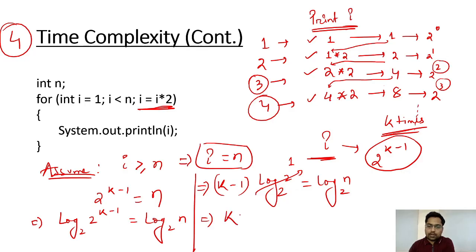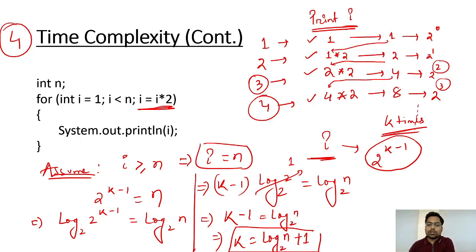So k minus 1 equals log n base 2, and k is log n base 2 plus 1. That plus 1 you can ignore, because it is a constant and is less than the logarithmic term. That's why you can ignore that for a while. Once you are ignoring that, the number of times is what we need to find. If we can find the number of times, then only we can say it's the time complexity for us.